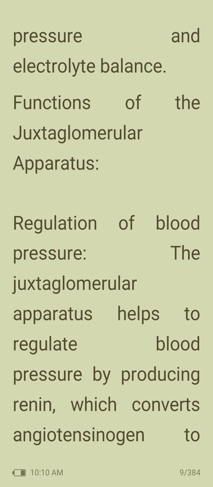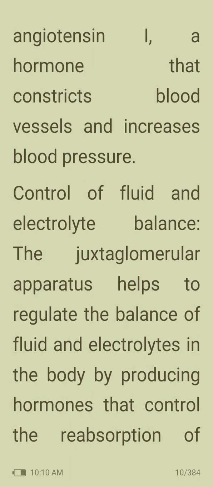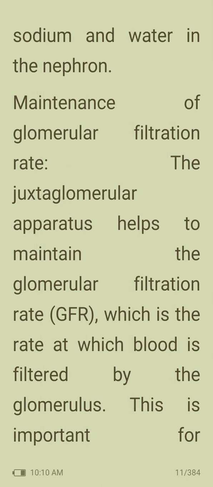Regulation of blood pressure. The juxtaglomerular apparatus helps regulate blood pressure by producing renin, which converts angiotensinogen to angiotensin 1, a hormone that constricts blood vessels and increases blood pressure. Then control of fluid and electrolyte balance. The juxtaglomerular apparatus helps to regulate the balance of fluid and electrolytes in the body by producing hormones that control the reabsorption of sodium and water in the nephron.